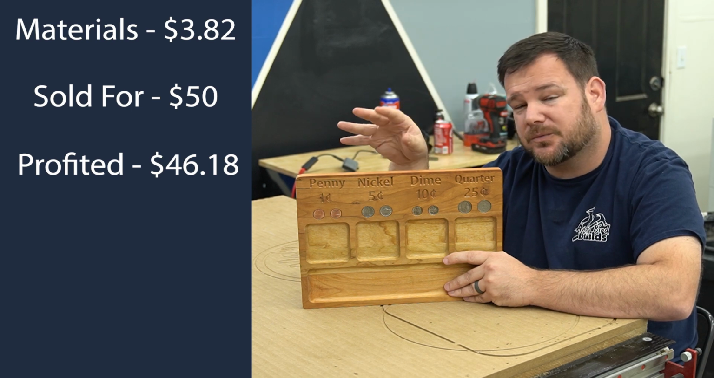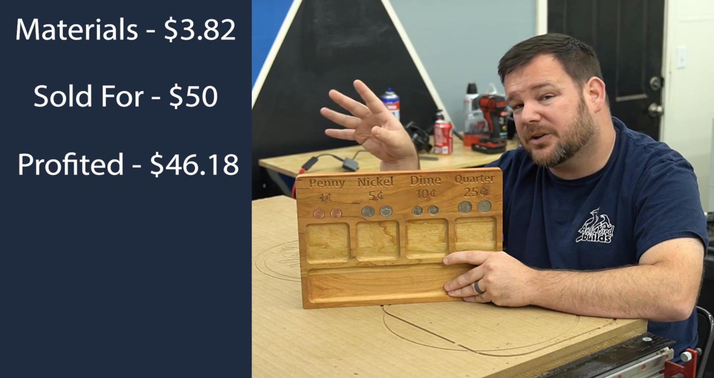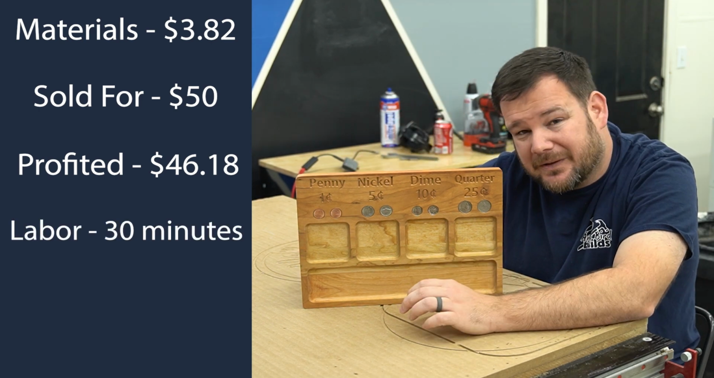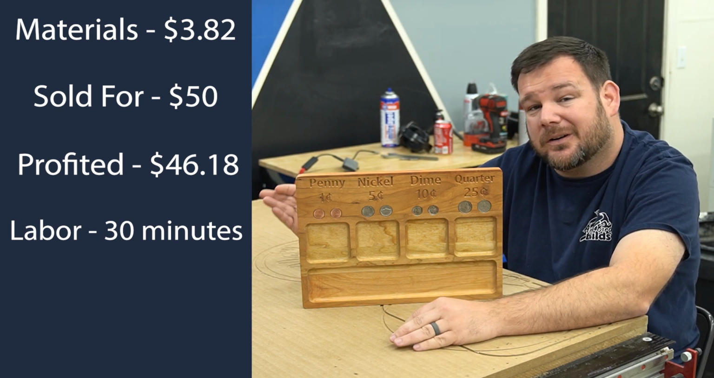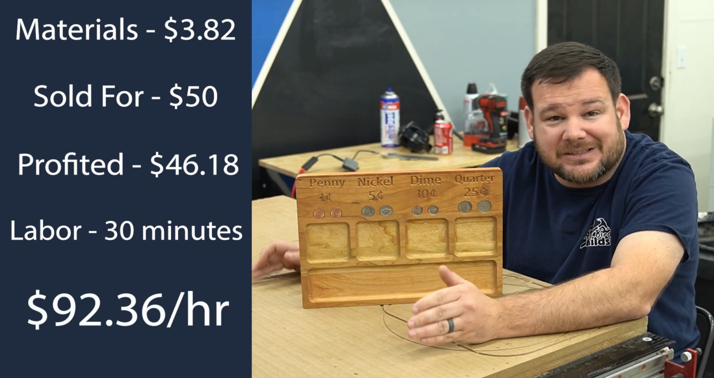We just are gonna look at how much it cost us to make and how much we can sell it for, and then how much time it took us. So I have about 30 minutes into making this product. If we take our profits and our time that it took, that's the equivalent of making $92.36 an hour.